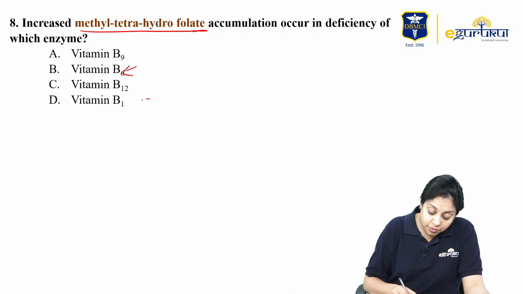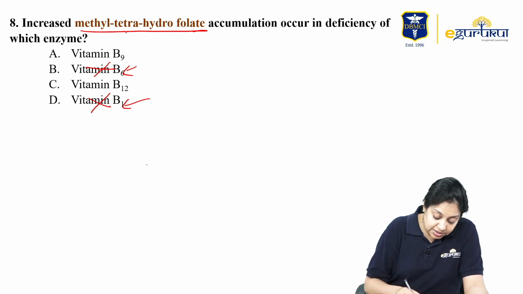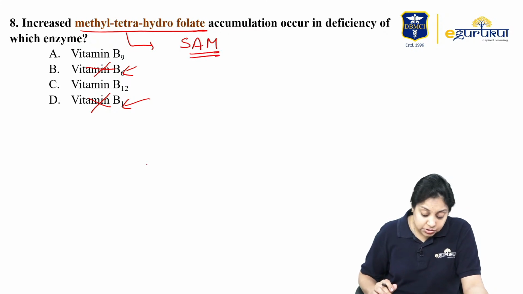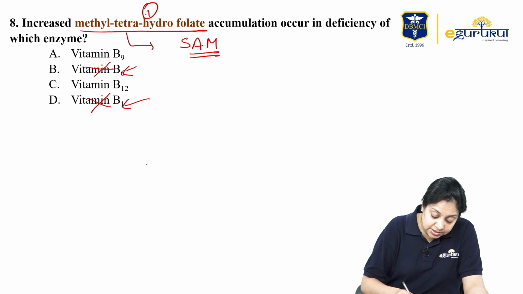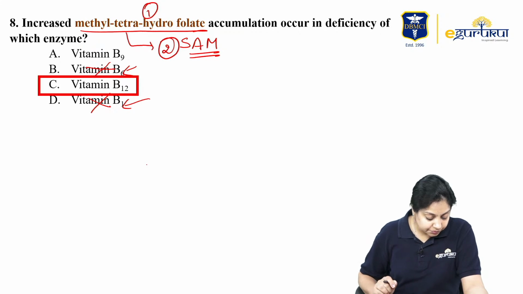B9, B12, B1. What do we know about B1? This is not the choice. B1 is thiamine deficiency, that is beriberi, all kinds of berries, right? So this is not the choice. So B9 or B12, what is the choice? Yes, Ganesh, this is the methyl donor. Another methyl donor is SAM, S-adenosyl methionine, okay? So there are two methyl donors. One is this, second is this. So which one is the choice, A or C, B9 or B12? Am I right?